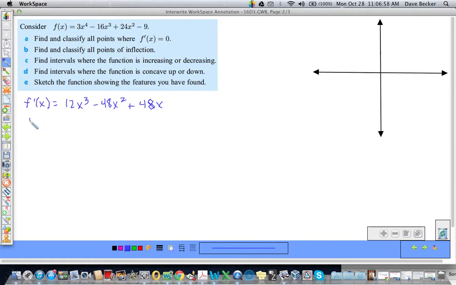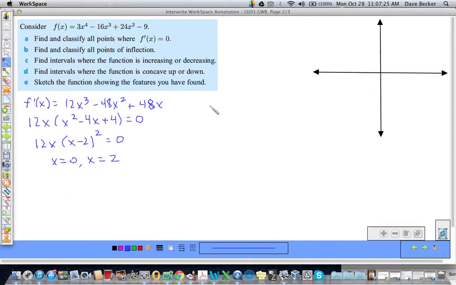I think I can factor out a 12x, and I am left with x squared minus 4x plus 4, and we'll set that equal to 0. That's going to be 12x times (x minus 2) quantity squared, equal to 0. So that gives me x equal to 0 and x equal to 2.